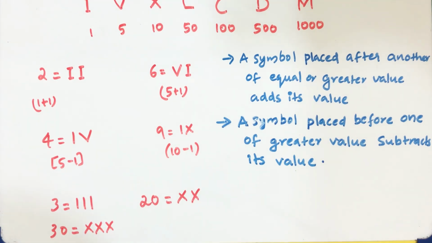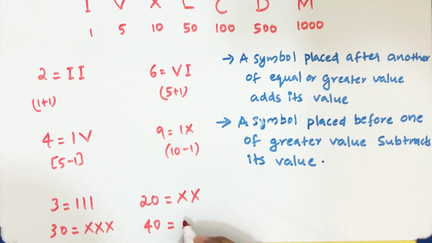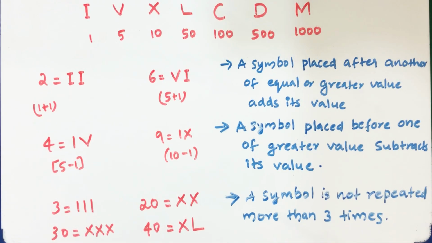Then how will we write 40? 40 is equal to 50 minus 10. We cannot repeat 4 times. So we can write, we know 50, 50 minus 10. That is, to subtract the value, we write at the left of its value, or we place the value before the greater value. Here 50 is greater than 10. So we can write, this is 40. So the next rule we can write, a symbol is not repeated more than 3 times.